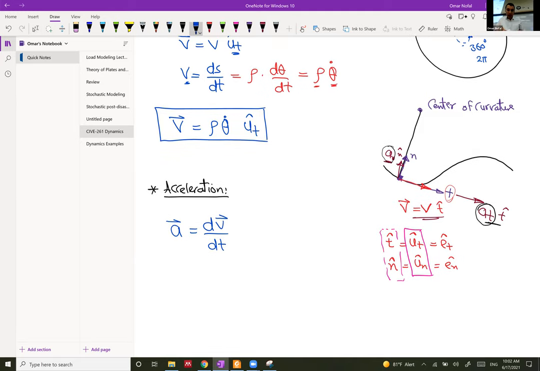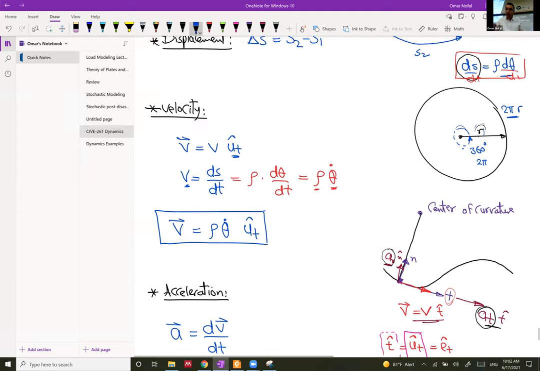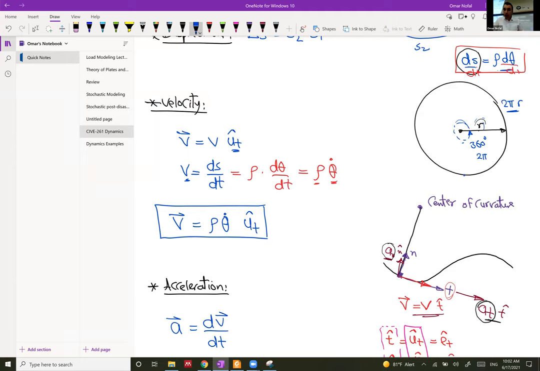However, the velocity here is completely different from the linear velocity, because the velocity keeps changing its direction from point to point. Assume a circle: the velocity is tangent here, tangent here, tangent here, and tangent here. So ut hat keeps changing as it moves on the curve. The velocity might change in magnitude as theta dot changes, and it might also change in direction, or in both magnitude and direction.